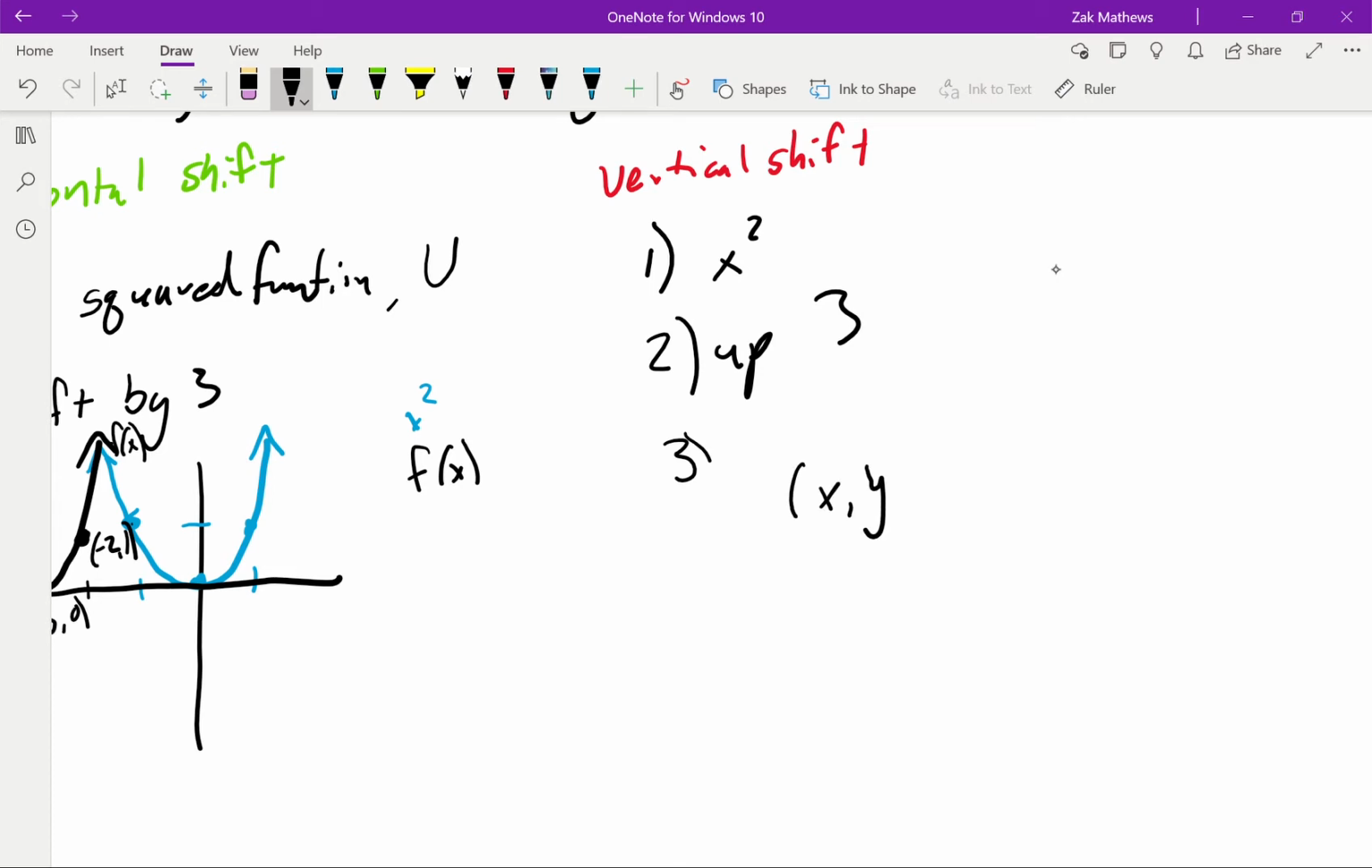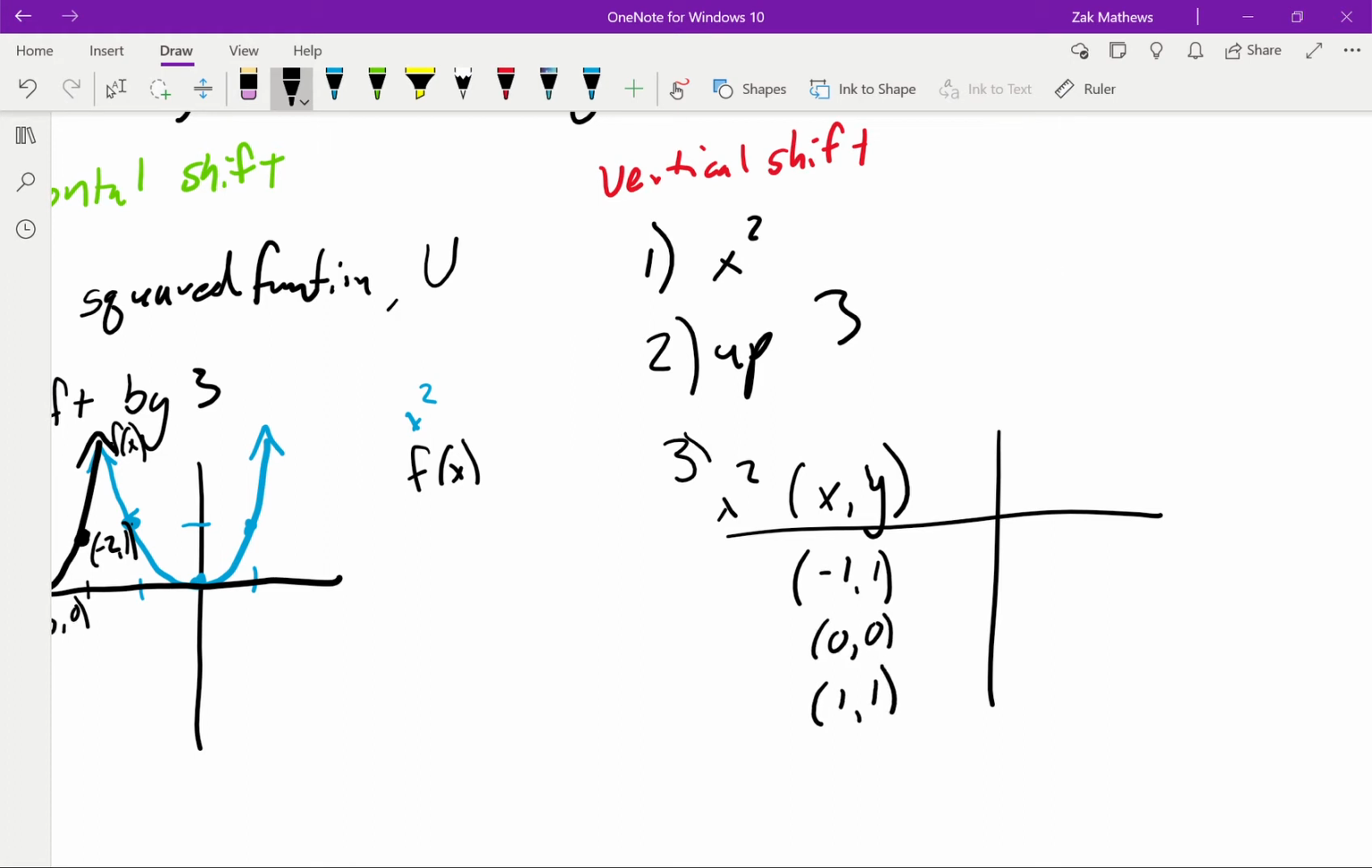So XY table for my x squared. My x squared XY's, we had the points (negative 1, 1), (0, 0), and (1, 1). Those were those same points that we had in this blue function over here to the left when we did our graph. We just put those points on a graph rather than in a table. Then my transformation tells me I need to take each of those points up by 3. Well, if we think about what that's telling us to do, it's saying y plus 3. So I'm going to add 3 to all my y's: (negative 1, 4), (0, 3), and then (1, 4).